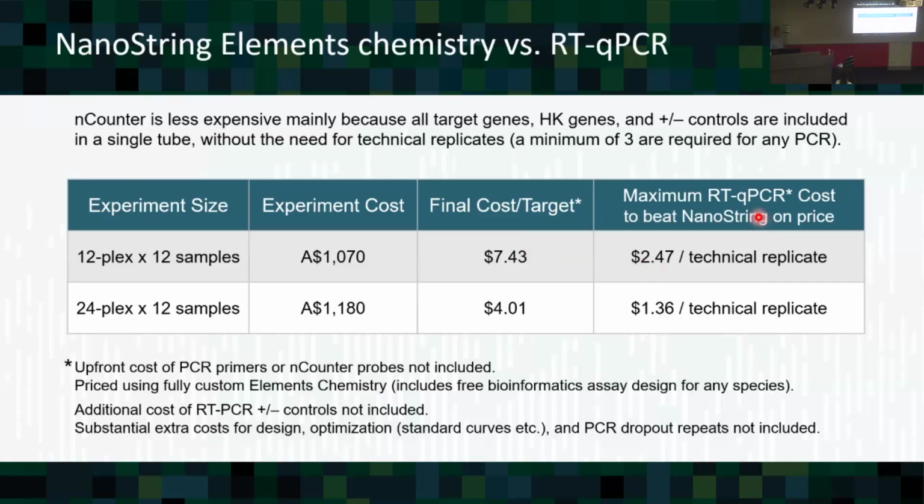If you were to do that with RT-PCR, you'd need to do each technical replicate for less than $2.47. And we know RT-PCR is more expensive than that. When people have compared true apples to apples, they end up in dollar ranges that are up around $10 to $20 here, not $2.47. And you can see if the plex goes up, the cost doesn't go up much, and the final cost per target comes way down.